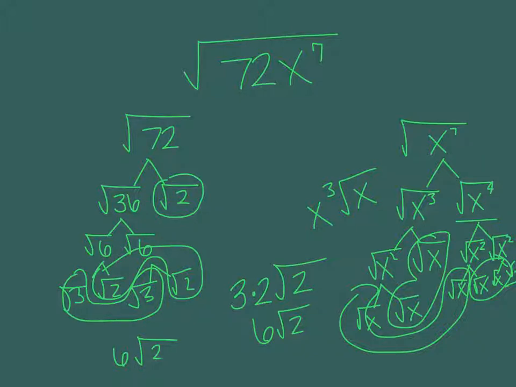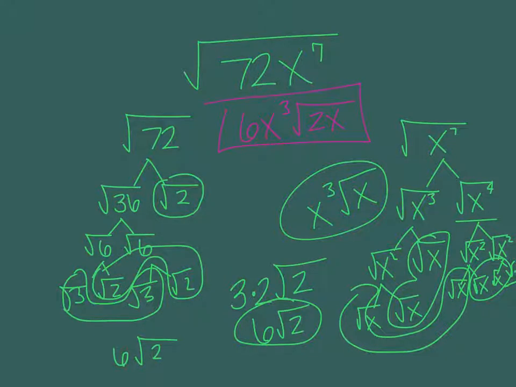Now I have to put those two answers together, this one and this one. So my final answer would be 6x cubed radical 2x. That'd be my answer.